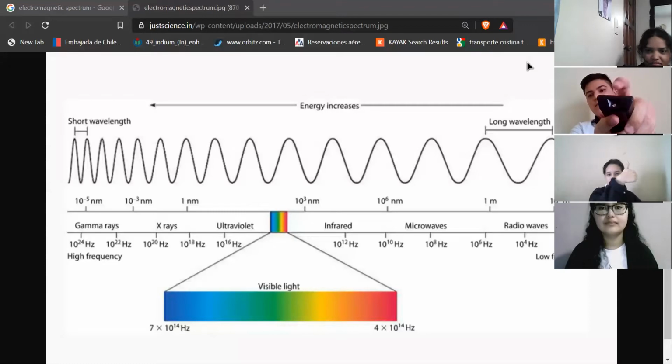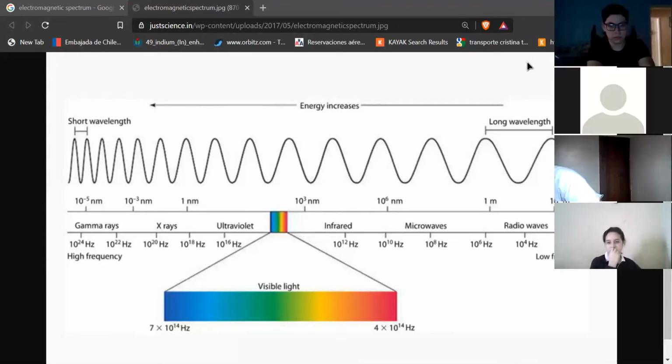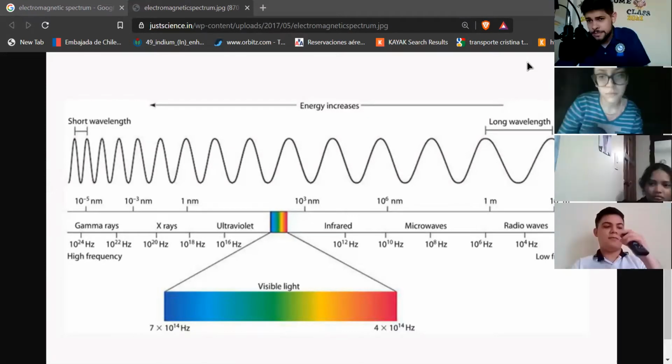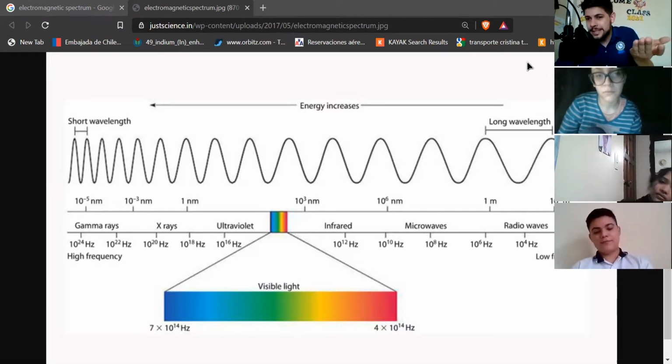Ahora usted apúntelo solo al ojo y enciéndalo y dígame si mira alguna luz. No, ¿verdad? Because that's infrared. That's invisible to our eyes. But why are we able to see it through a camera? Because the camera is going to change the wavelength, right? So it makes it red. So that's how infrared works.